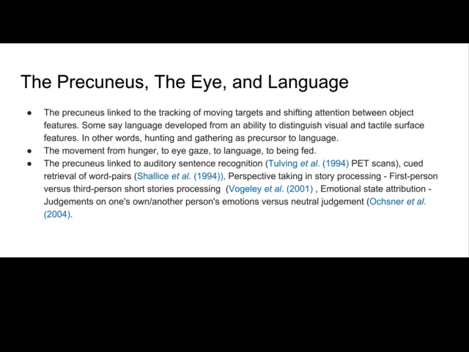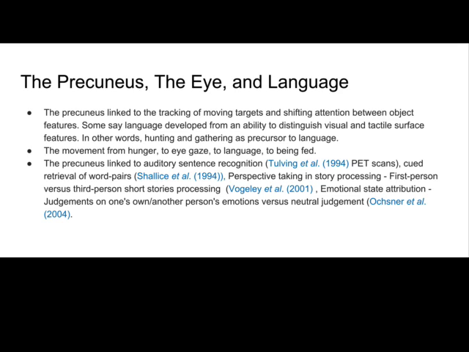Just to back this up with some studies, the precuneus has been linked to auditory sentence recognition, and there are many studies that say that auditory sentence recognition is more important, and it's a precursor to literacy. So that's in terms of the framework of dealing with disorders.